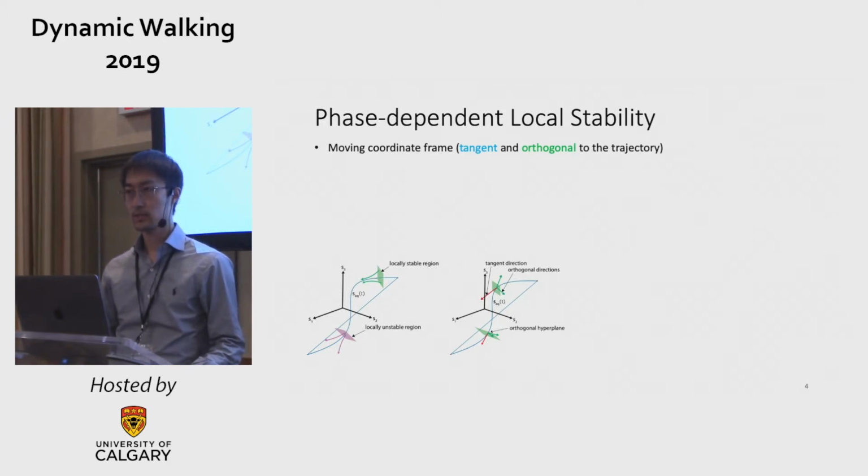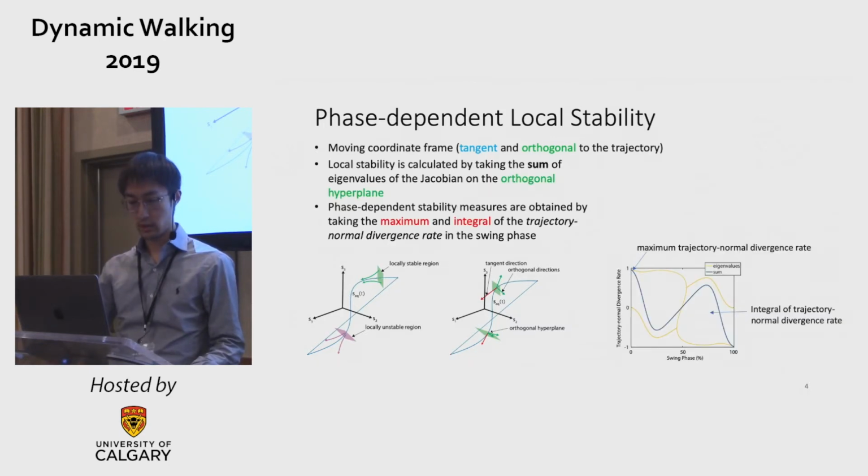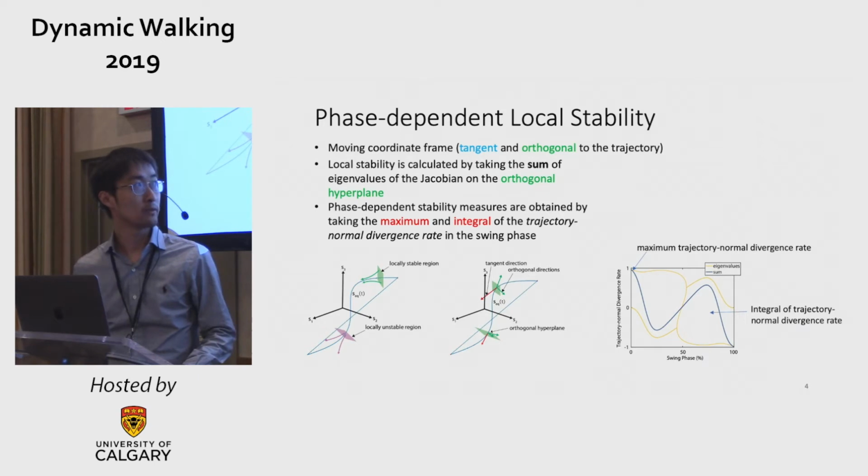After obtaining the local Jacobian matrix on the orthogonal hyperplane, we take the sum of all eigenvalues of this Jacobian matrix, which quantifies the expansion or contraction rate of the volume of all perturbed trajectories around the periodic orbit. This local stability metric is called the trajectory normal divergence rate, which is the blue curve on the right figure.